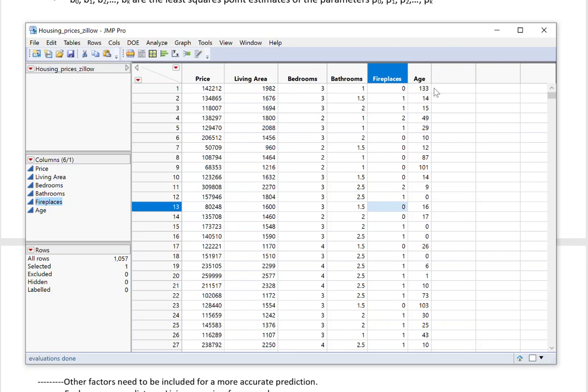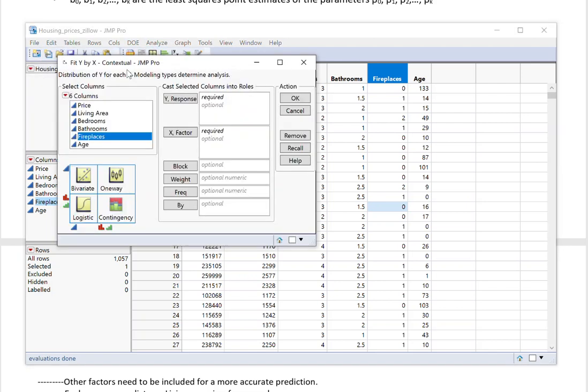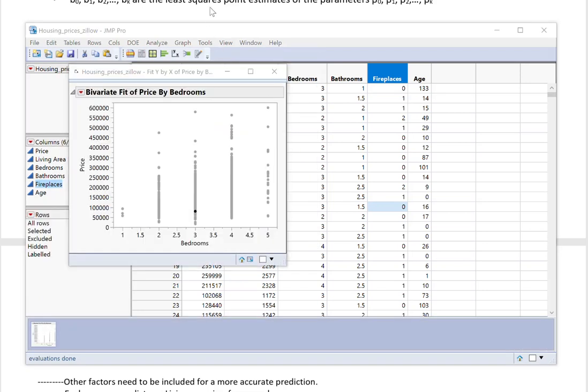Let's try the simple linear regression. I think the number of bedrooms may have a strong relationship with the price, right? So let's try this. We say analyze and then fit y by x. Then choose bedrooms as my x factor, price as my y factor, and click OK. So this is the scatter plot. Based on this scatter plot, is there anything different you see?